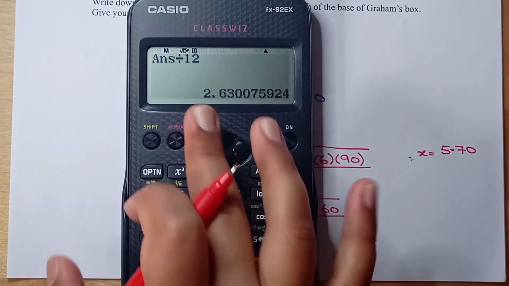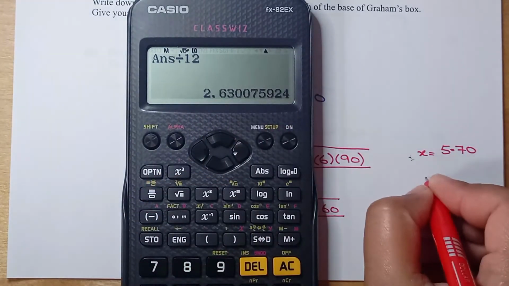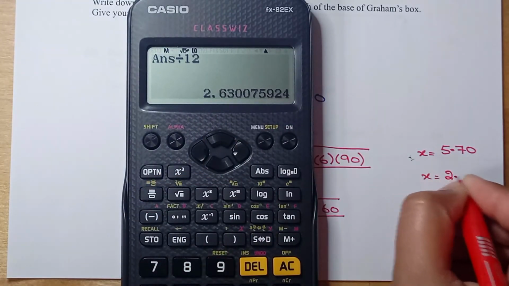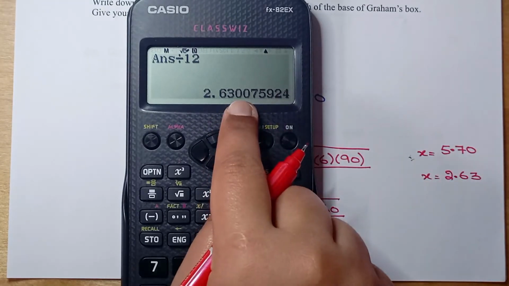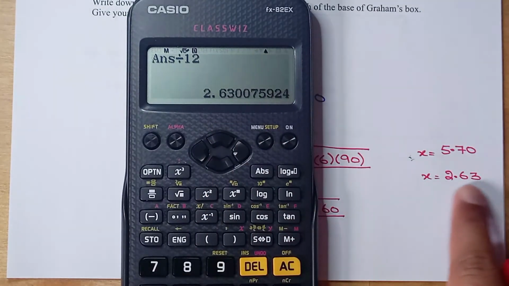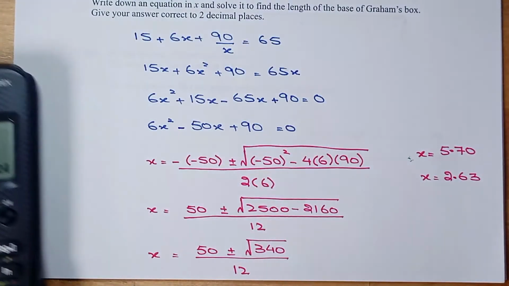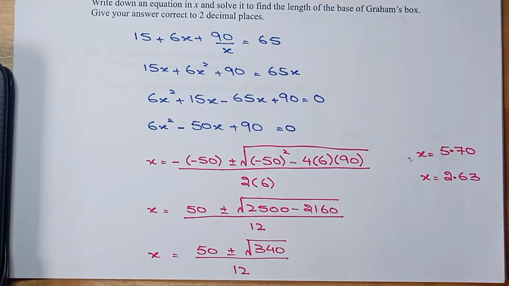Now for the other value with a negative square root, so 50 minus square root 340 and divide by 12. This is equal to 2.63. And we have a 0 after that, so we just need 2 decimal places. So these are the two values for the length, correct to 2 decimal places.